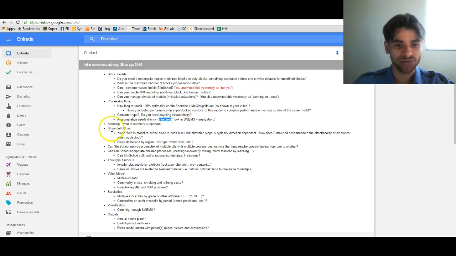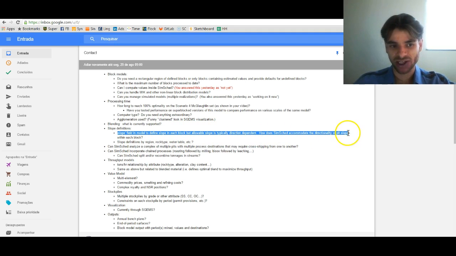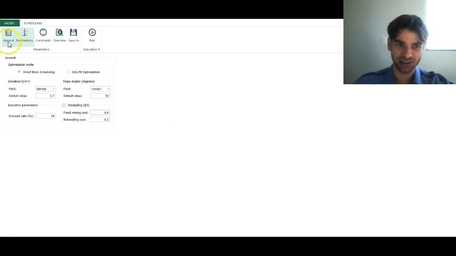This will happen very soon. Slope definitions: a slope field in the model to define slopes in each block, but typically allowed to be direction dependent. How to accommodate this within each block? SimSched has slopes for each block, and that's it. The current version has this.